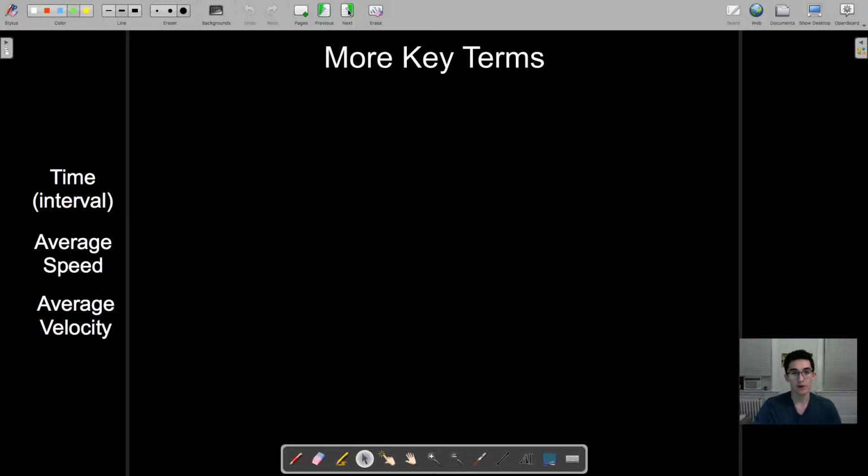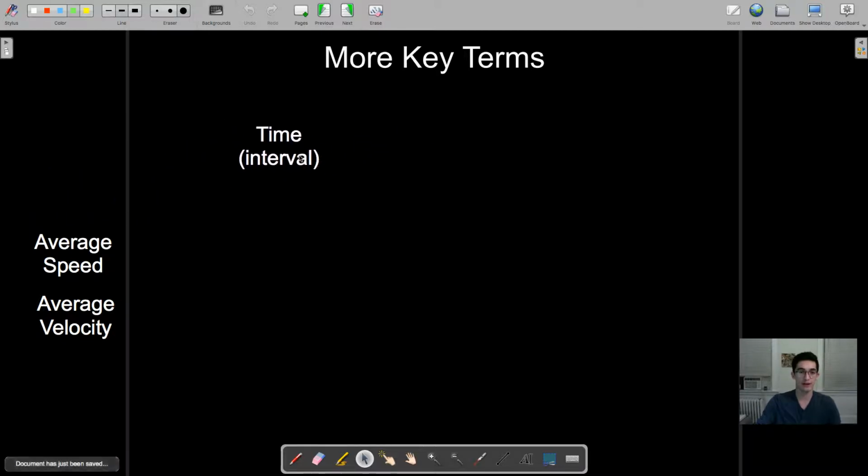All right, now we got to talk about some more key terms. We got to talk about time, speed, and velocity. Now, I know you're thinking that speed and velocity are the same thing, and that's because in everyday language we do define them as the same thing. We say speed and velocity interchangeably, but in physics we're going to have different definitions for these two, so we got to be careful with that. But first, let's start with time.